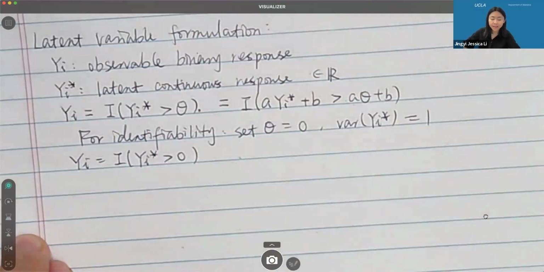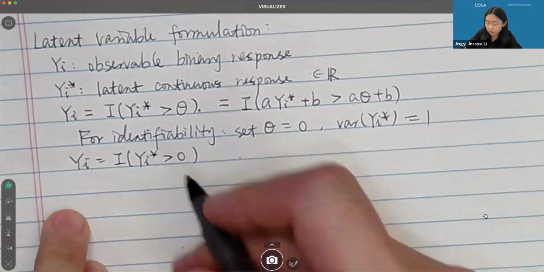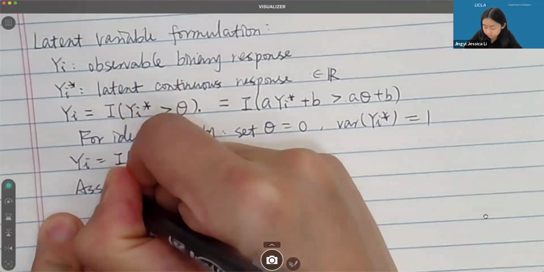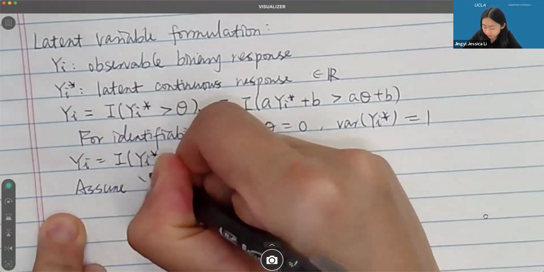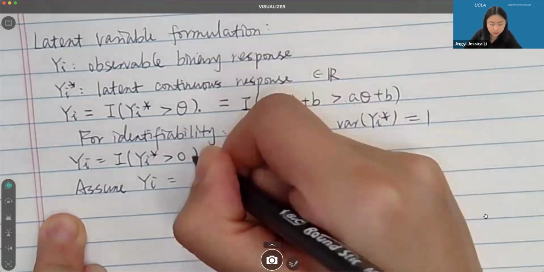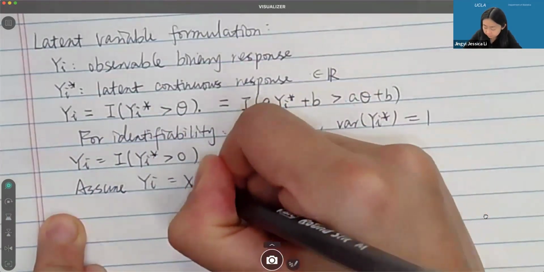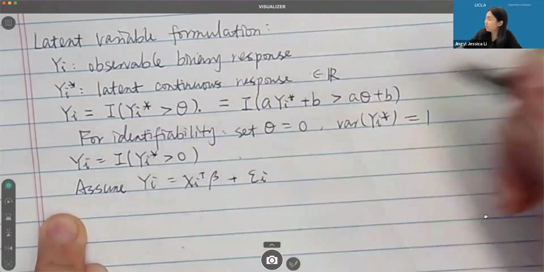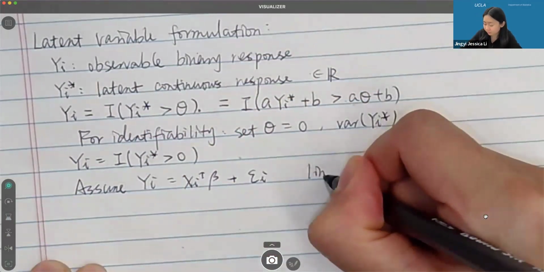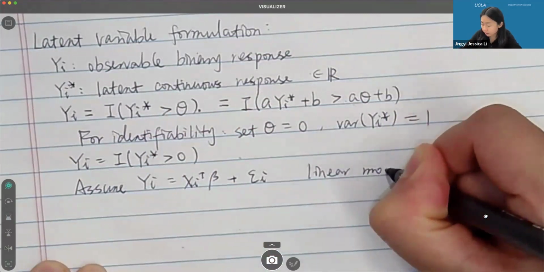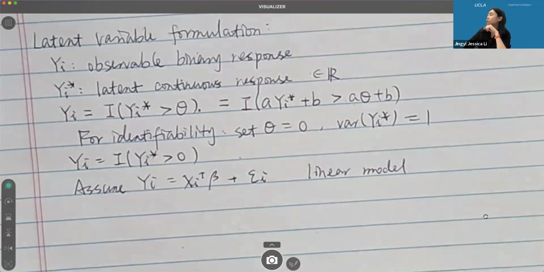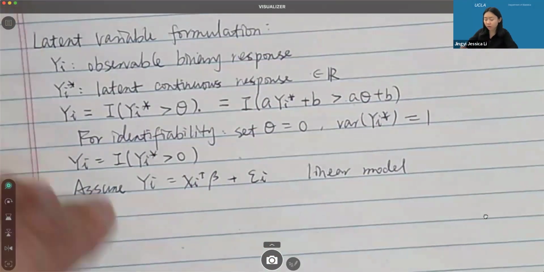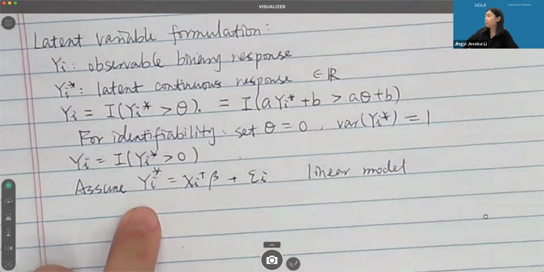Okay, and then we can borrow our linear model for the latent continuous random variable. So if we assume that yi star is xi transpose beta plus epsilon i. This is a linear model. Then we can assume that the binary response actually comes from the linear yi star, comes from the linear model, then truncation.